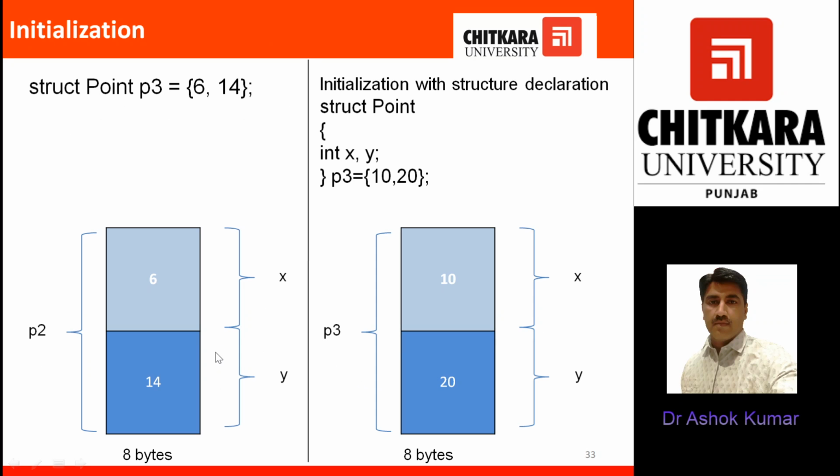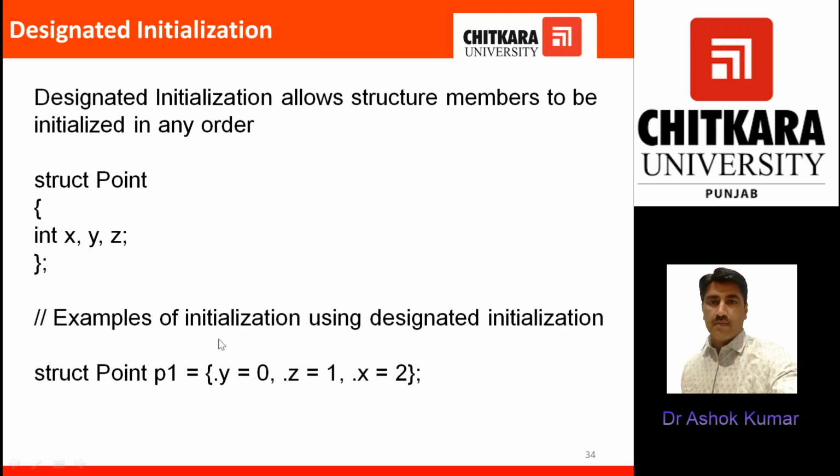So earlier we discussed in this slide that we just wrote the values within the braces, and those values will be assigned to the members of the structure in order. But here we are not following the members' order, and if you don't want to follow the members' order, then you can put the dot operator, then the name of the member to which you want to assign the value, after that the equal sign, and then the value. So this is called designated initialization, where we use the member name while assigning the values to the members of the structure variable.